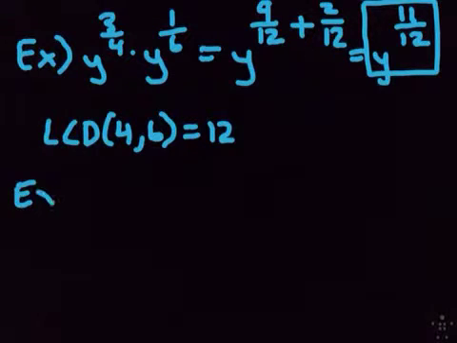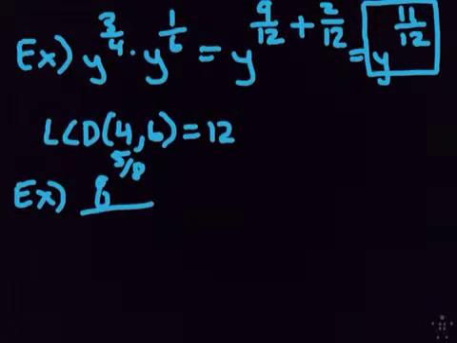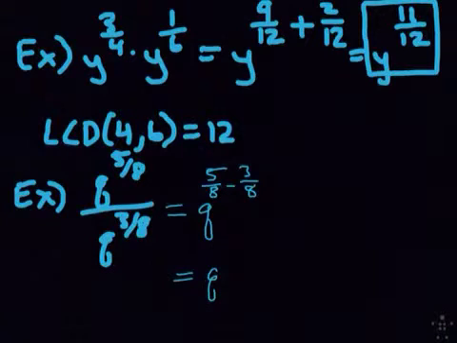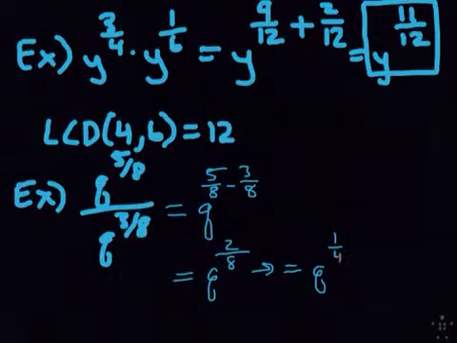In the next example, I'm going to divide q to the 5/8 by q to the 3/8. So when dividing like bases, I need to subtract exponents. I already have common denominators, so I operate on the numerators, keeping the denominators the same. And always simplify whenever possible. The final answer is equal to q to the 1/4 power. So when you divide like bases, subtract exponents.